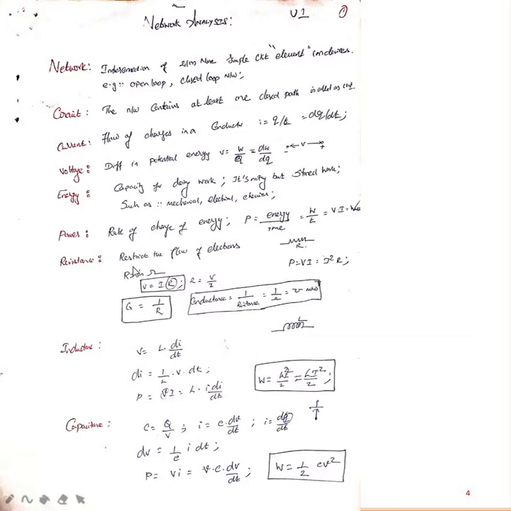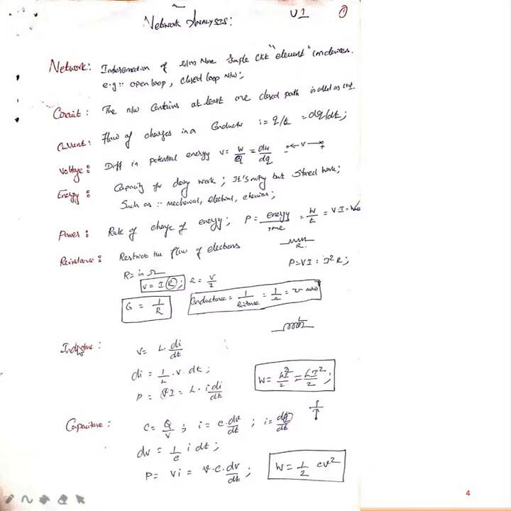Then for resistance, V is I into R. Substitute I into R in the place of V, then you will get I squared R. This is called the power equation of the resistance. Then the next two parameters are inductance and capacitance. And then ammeter and voltmeter.